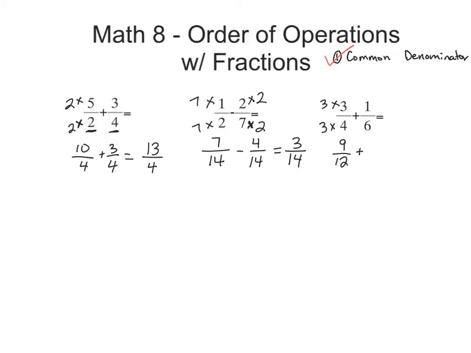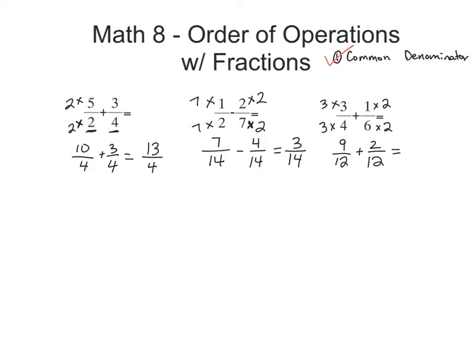Now we're going to do the same thing to the next fraction. What do you multiply 6 by to get to 12? You multiply it by 2. What you do to the bottom, you must do to the top to keep it equivalent. 1 times 2 is 2. 6 times 2 is 12.